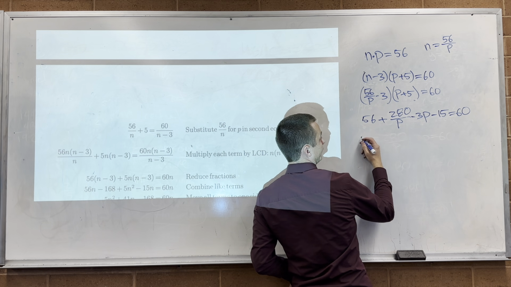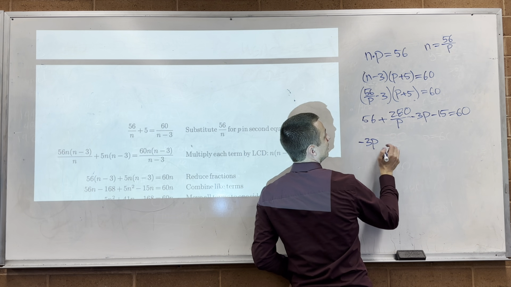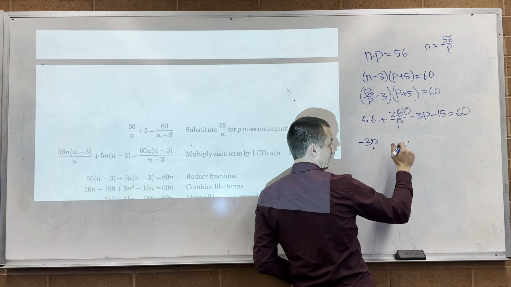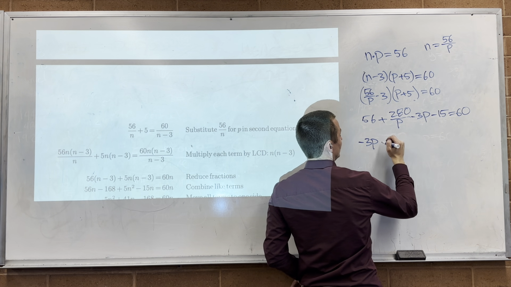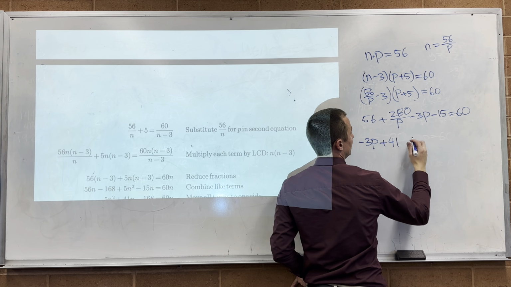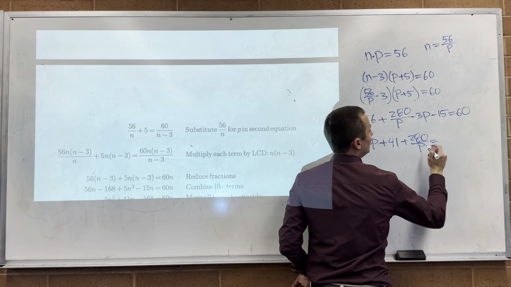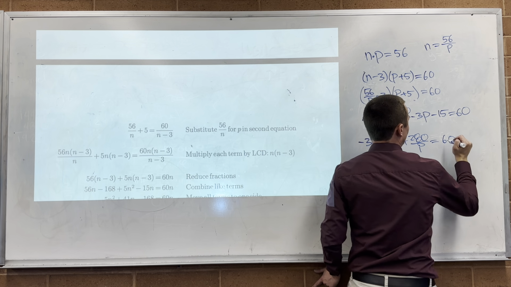Let's write our p first. So we have minus 3p. 56 minus 15 is 41, right? So that is going to be plus 41 plus 280 over p is equal to 60.